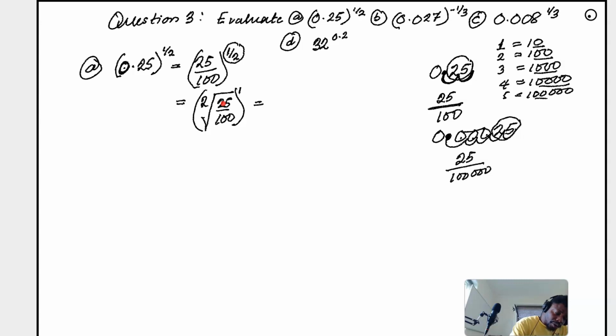So what is the square root of 25? That is 5. What is the square root of 100? That is 10. It simply means the same number you multiply 2 times that will give you 25 is 5, and the same number you multiply 2 times that will give you 100 is 10. So you still have it raised to the power 1. And remember, anything raised to the power 1 is that thing here. So that is 5 over 10.